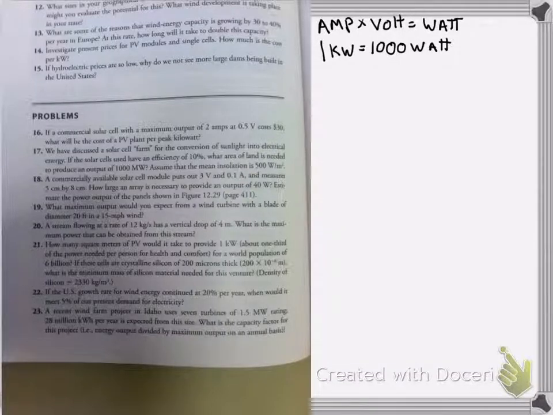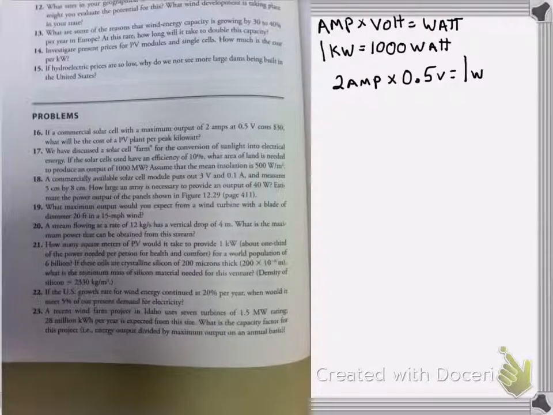So starting with question 16, if a commercial solar cell with a maximum output of 2 amps at 0.5 volts costs $30, what will be the cost of a photovoltaic plant at peak kilowatt? So 2 pieces of information, I wrote those down, is that an amp times a volt equals a watt, and that 1 kilowatt is equal to 1,000 watts. So the first step will be to do the 2 amps times the 0.5 volts, which will give me 1 watt.